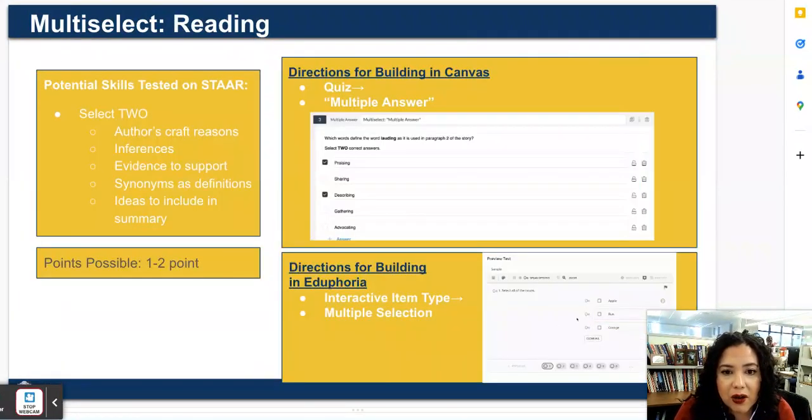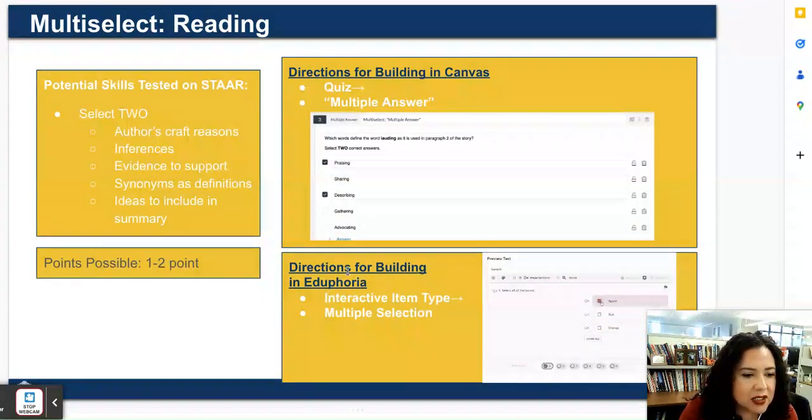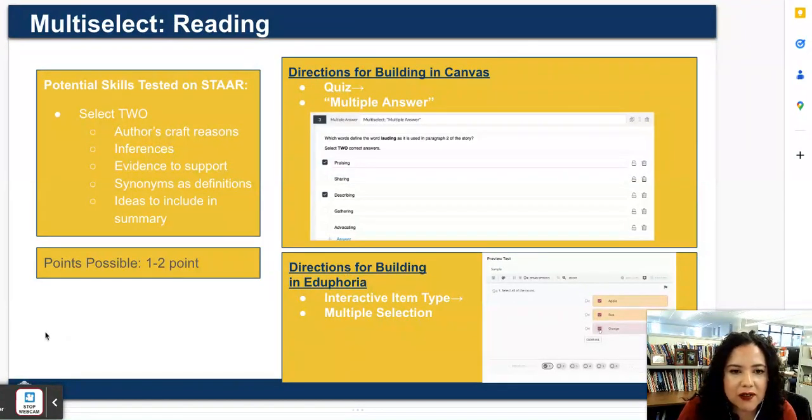So on the first slide of the slide deck you have directions for building in Canvas, a nice little video that guides you step by step. You also have directions for building in Edpuzzle. So that is pretty much it for multi-select.